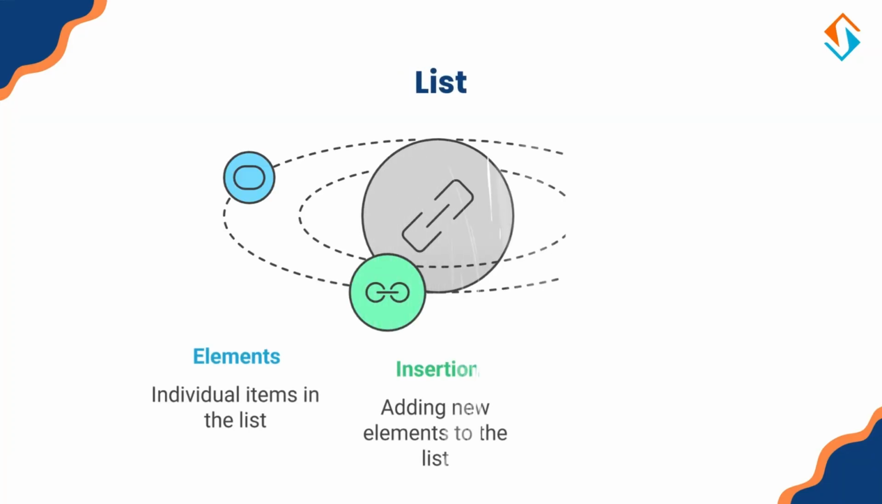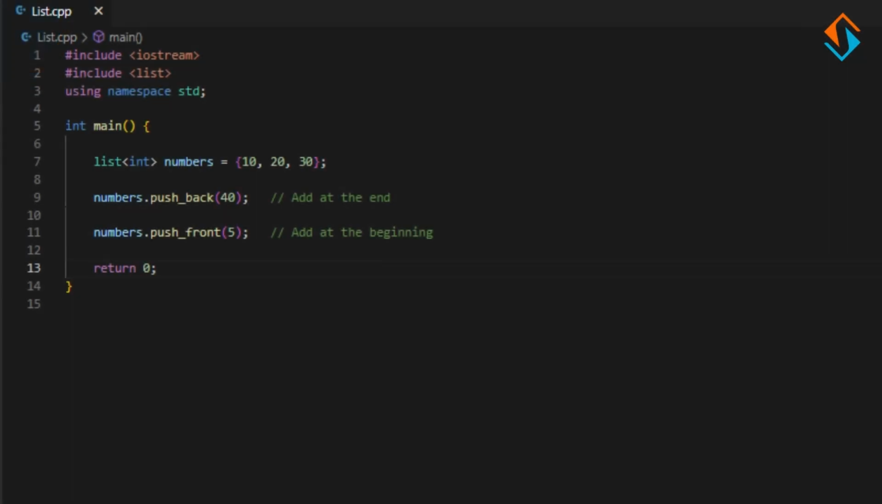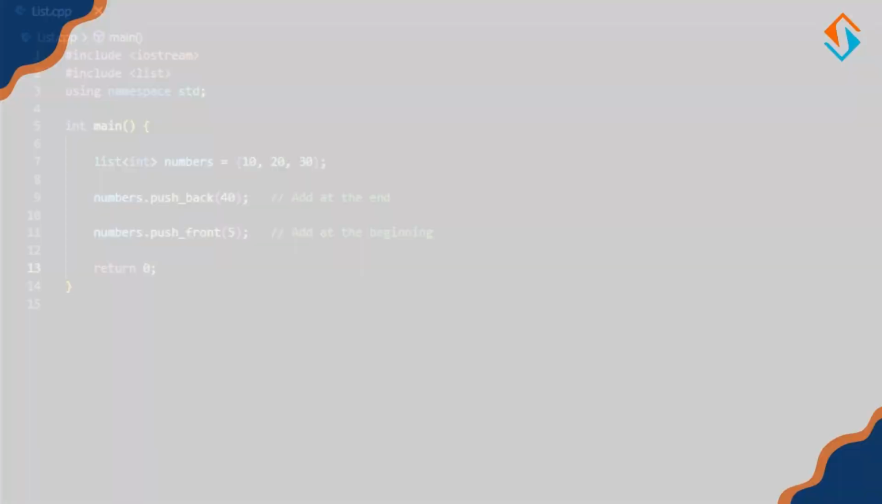A list is like a chain. Each element is connected to the next one. It's great when you need to frequently insert or remove elements. Use push_front function to add elements at the front. Use push_back function to add elements at the back.